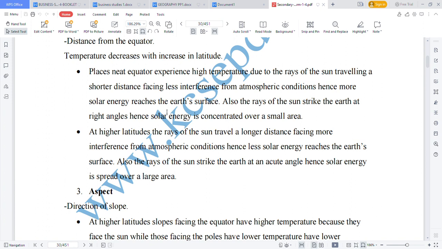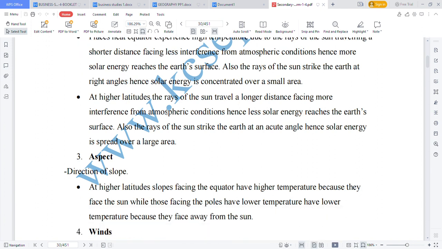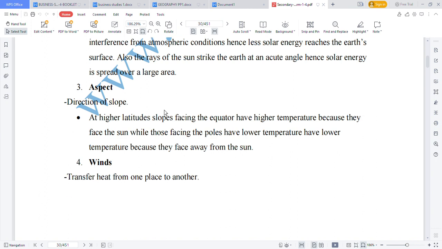over a small area. At higher latitudes, the rays of the sun travel a longer distance facing more interference from atmospheric conditions, and less solar energy reaches the Earth's surface. Also, the rays of the sun strike the Earth at an acute angle, and solar energy is spread over a large area. Number 3, aspect.